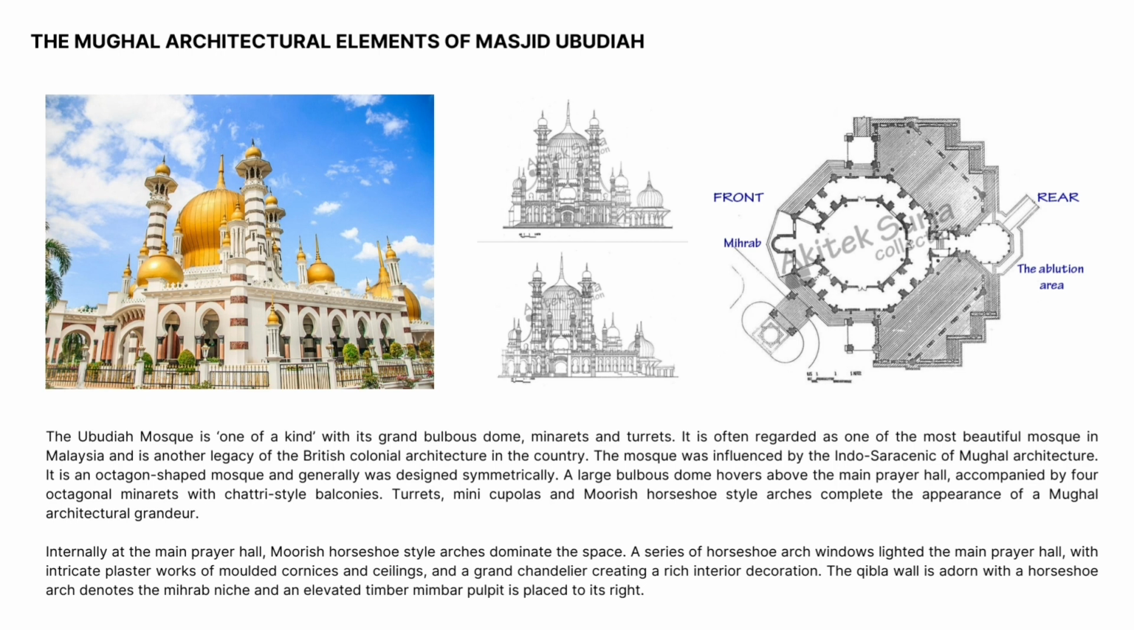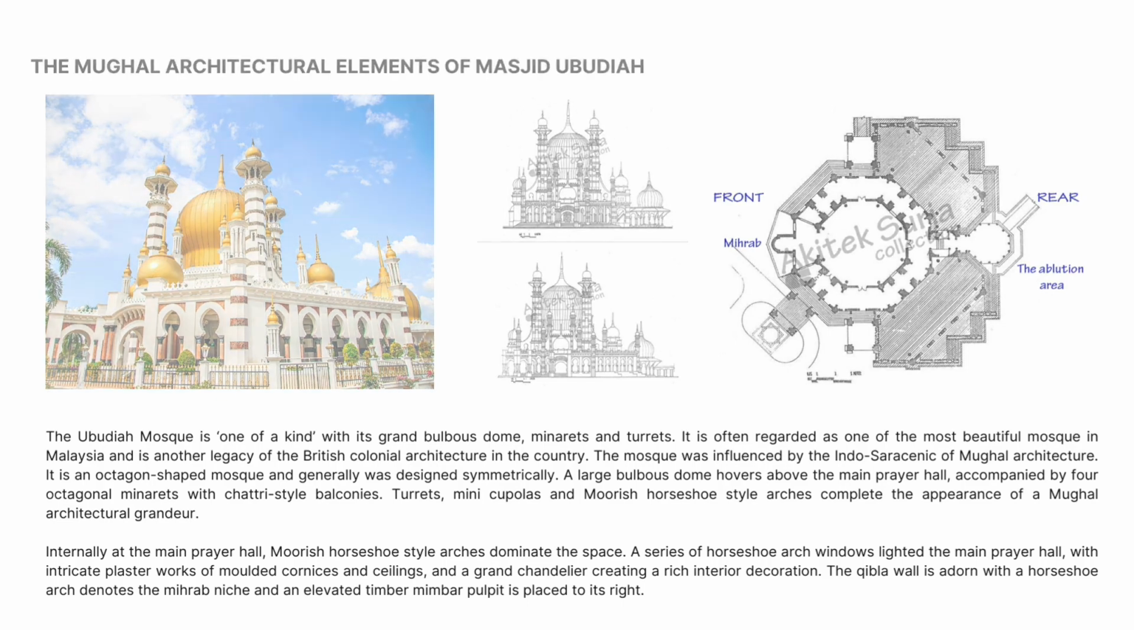It is an octagon-shaped mosque and generally was designed symmetrically. A large bulbous dome hovers above the main prayer hall, accompanied by 4 octagonal minarets with chhatri-style balconies. Turrets, mini cupolas and Moorish horseshoe-style arches complete the appearance of Mughal architectural grandeur.